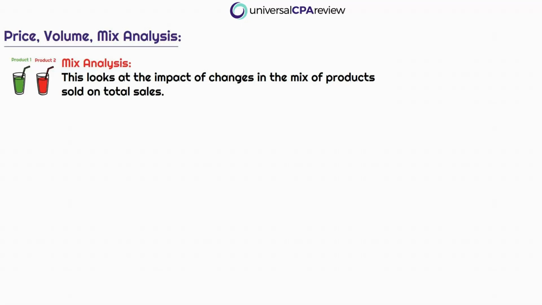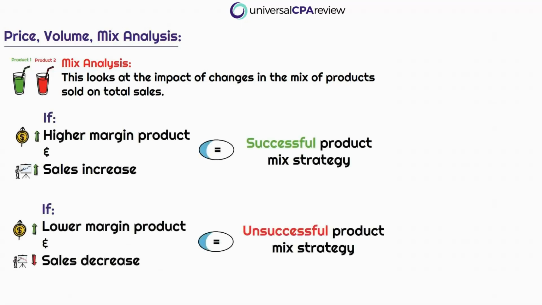Okay, because this is going to look at the impact of changes in the mix of products sold on total sales. If your sales increased because you sold more of a higher margin product, that suggests a successful product mix strategy. Conversely, if your total sales decreased because you sold more of a lower margin product, you might need to adjust your product mix or pricing strategy.